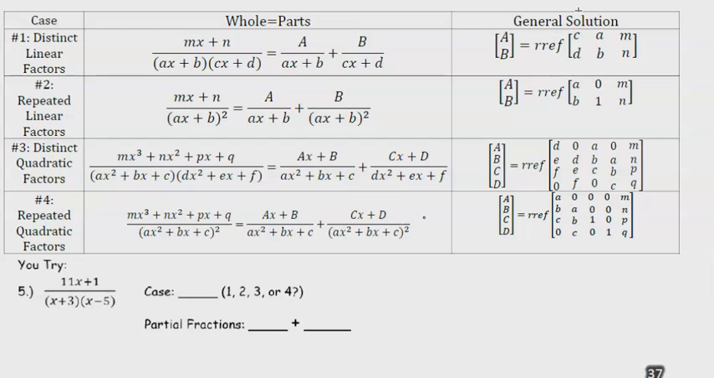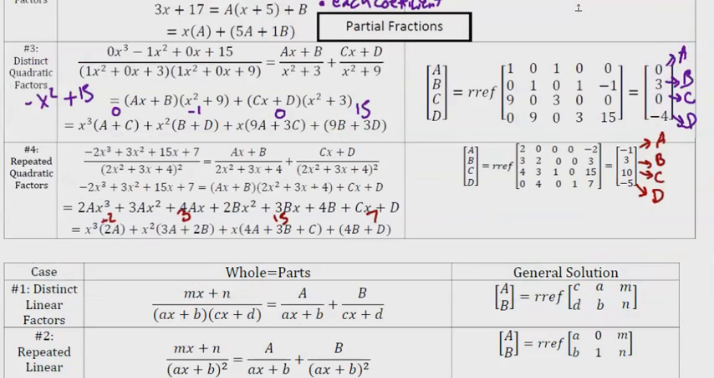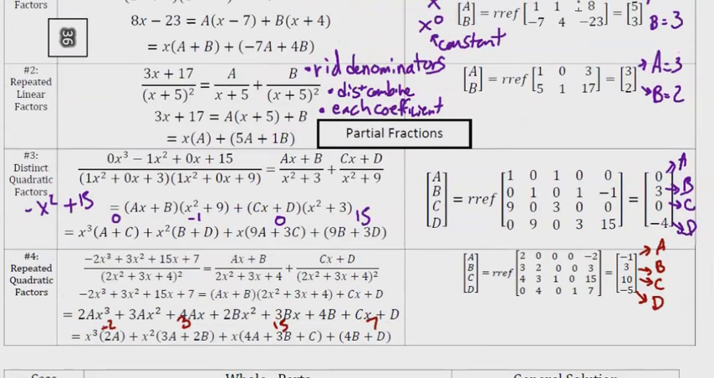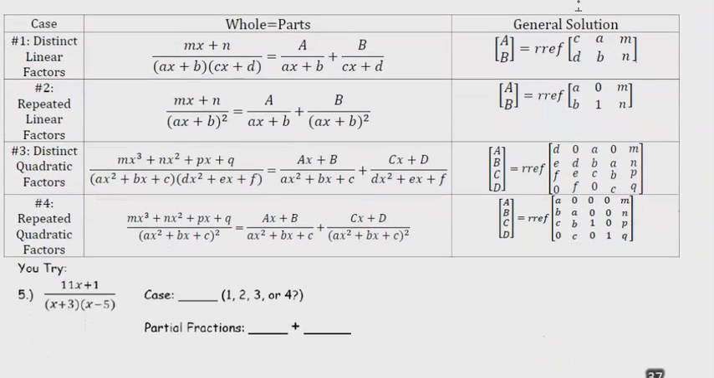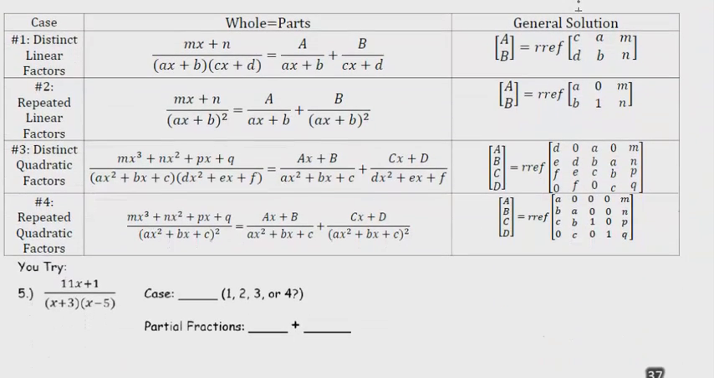Now, when you're doing these practice problems for partial fractions, you may want to practice just setting them up using these examples from before. But if you've done a lot of the practices and you're just trying to find a quicker way to get to the solutions, you may want to try the matrix formulas.